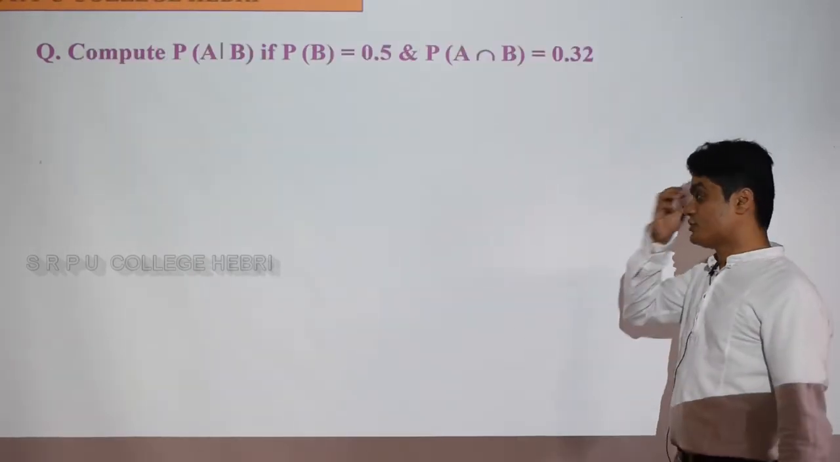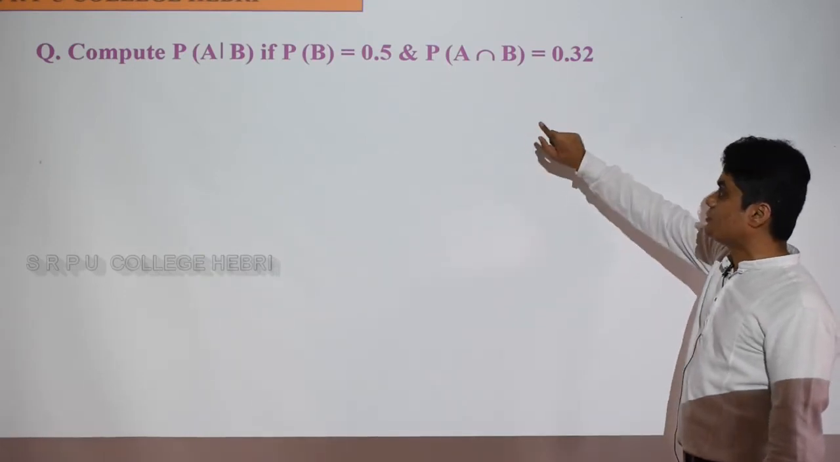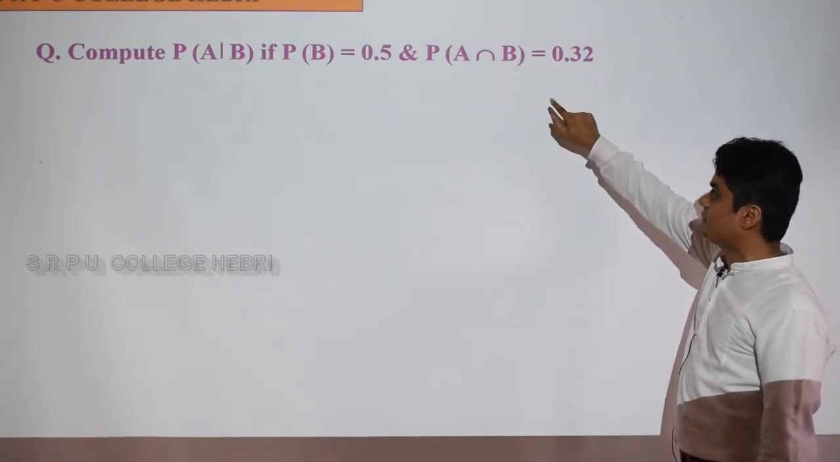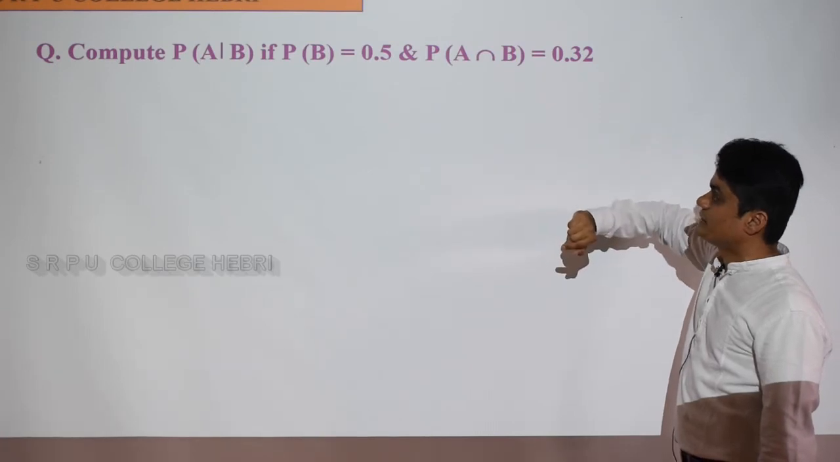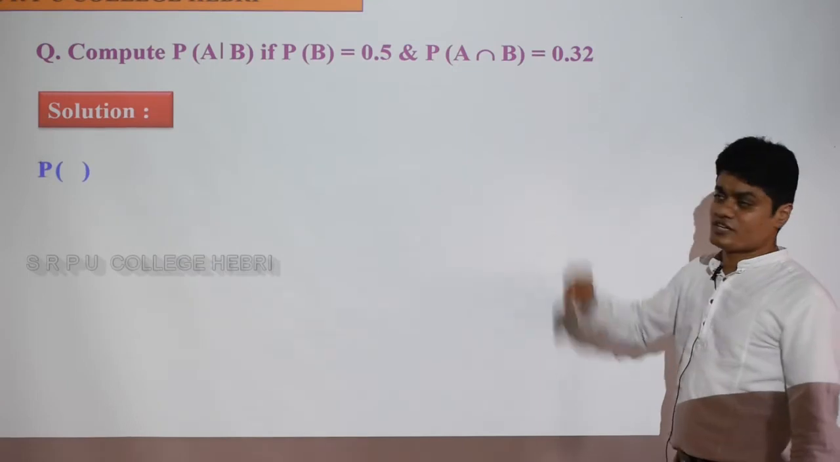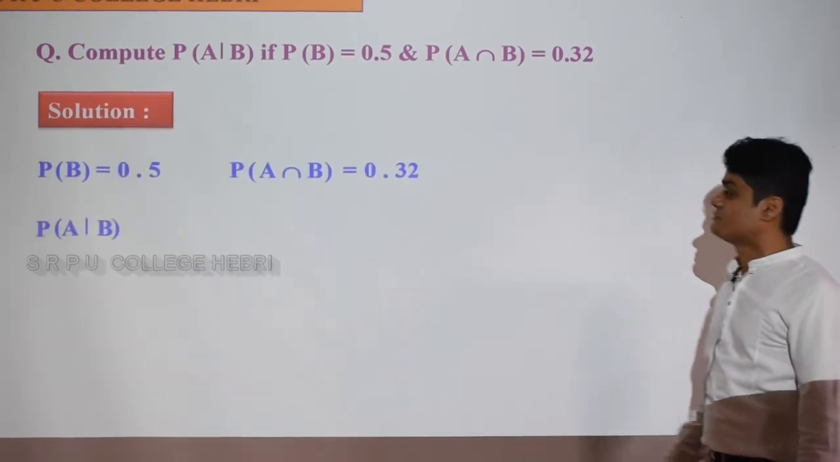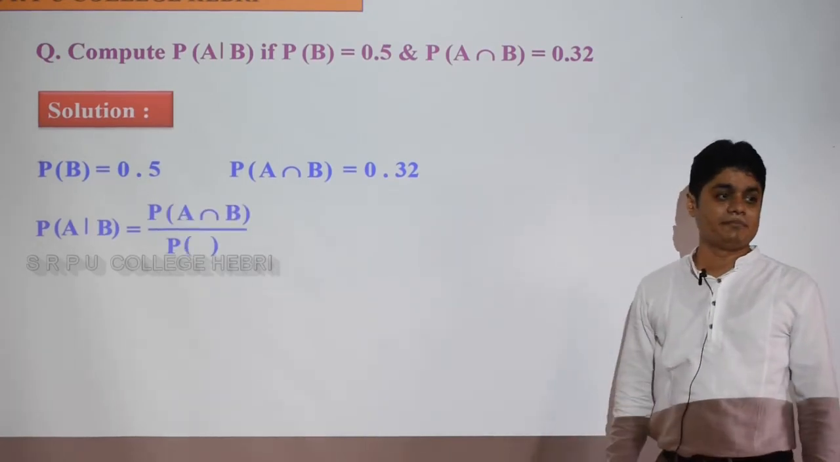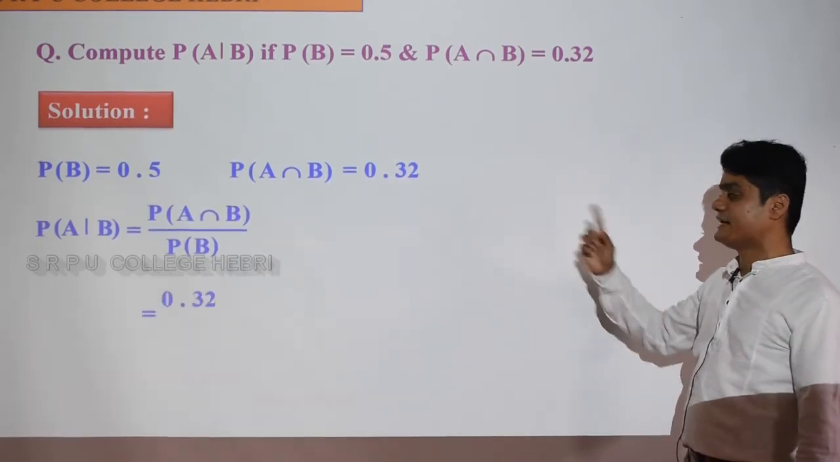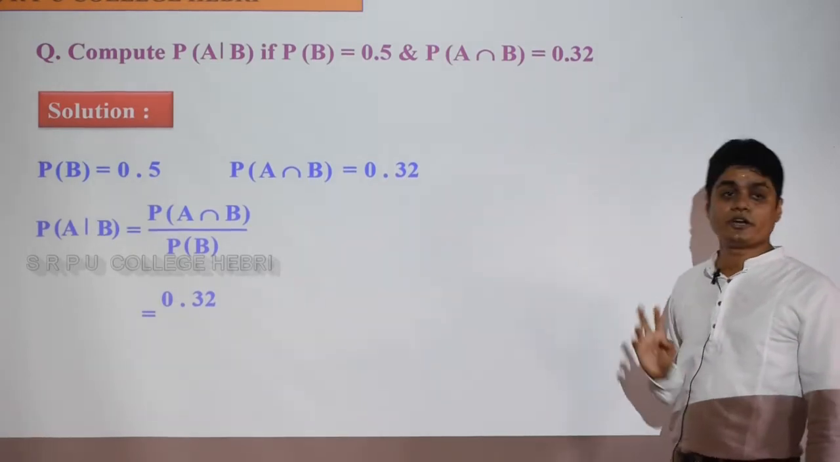So next question: compute P of A given B if P of B is equal to 0.5 and probability of A intersection B is 0.32. This is also one direct question. So there is a little change here. Probability of B is given, probability of A intersection B is given, so we need probability of A given B, and it is nothing but probability of A intersection B divided by probability of B. This is an important question for 1 mark.